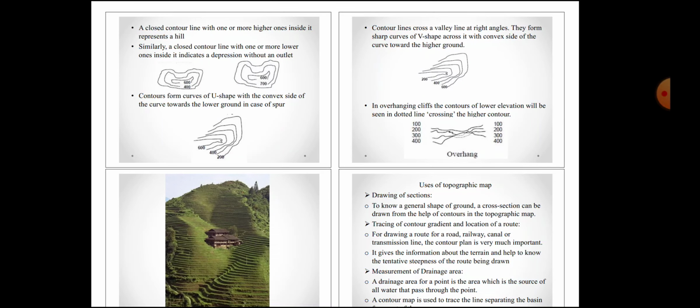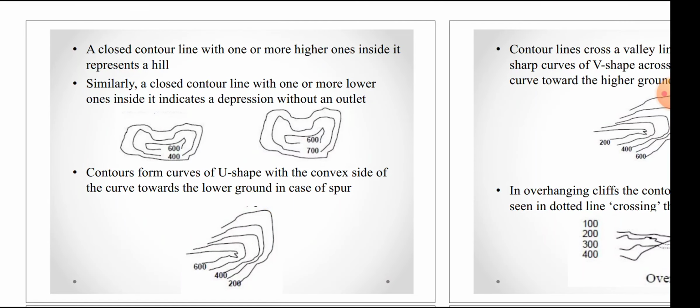A closed contour line with one or more higher ones inside it represents a hill. Similarly, a closed contour line with one or more lower ones inside it indicates a depression without an outlet.